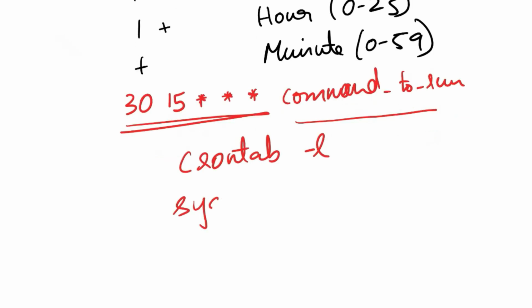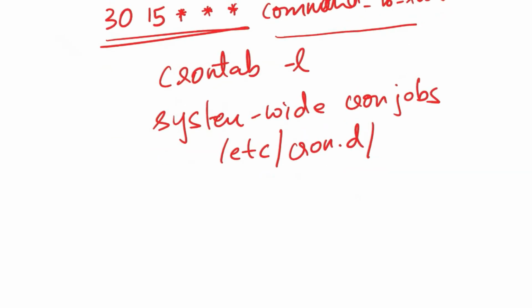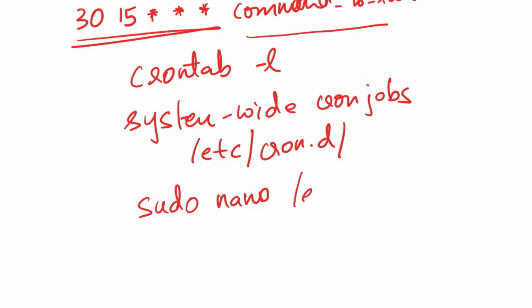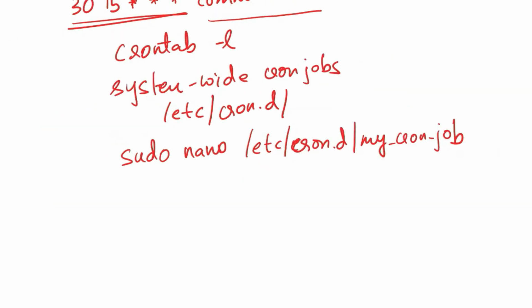And if you want to create system-wide cron jobs, regardless of the user logged in, you can edit the system-wide cron configuration files in /etc/cron.d. These files follow the same schedule and command format. For example, to edit the system-wide cron jobs, you can use sudo nano /etc/cron.d/mycronjob. Make sure to specify the user whose permissions you want the job to run with.